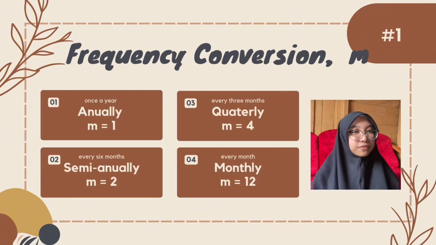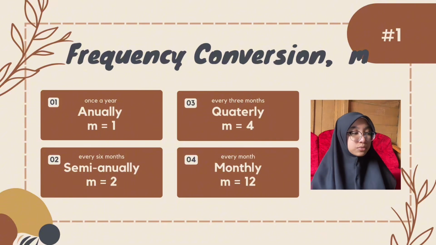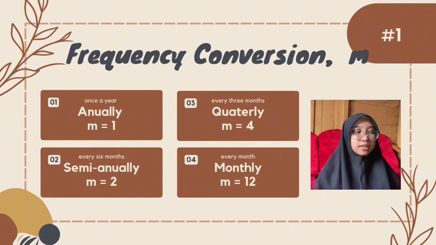Now let me talk about the frequency conversion for m. Number 1 is annually, which is once a year. Your m would be 1. Number 2, semi-annually, which is every 6 months. m would be 2. Number 3, quarterly, which is every 3 months. m would be 4. And number 4, monthly, which is every month. Your m would be 12.